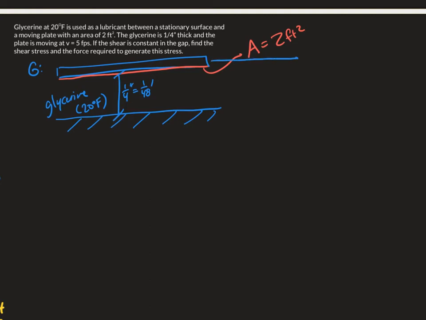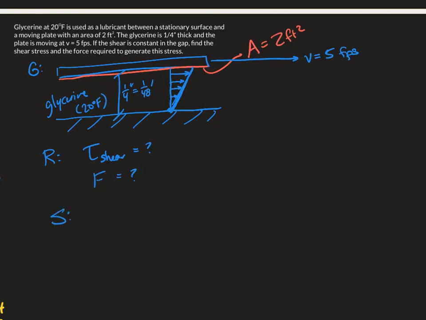V equals 5 feet per second. If the shear is constant in the gap, that means that the fluid is going to be moving like this. The shear just means that this is constant, so it means it's a straight line. Find the shear stress and the force required to generate the stress. So the shear stress equals what? And the force equals what?